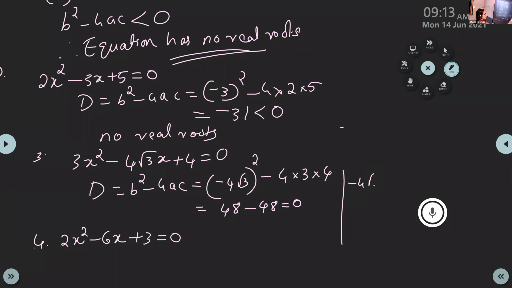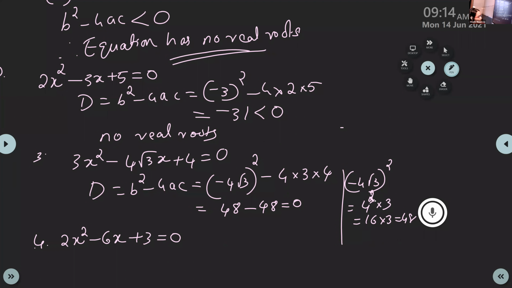Minus 4 root 3 square will be equal to 4 square and root 3 square. 4 square is 16, root 3 square is 3, so 16 into 3, 48. Anyone have doubt? You can write in bracket. Okay, so what about the roots?